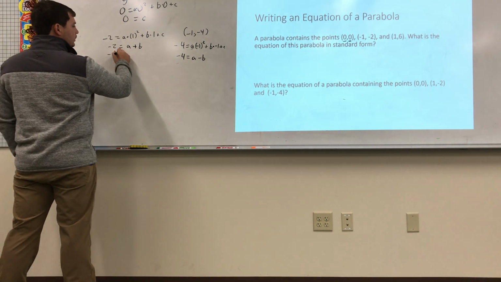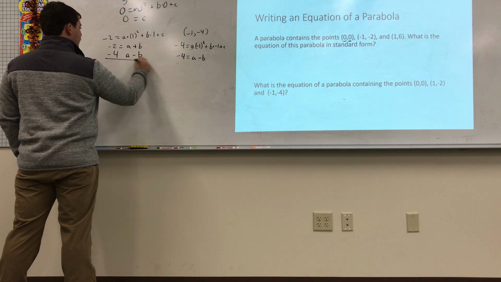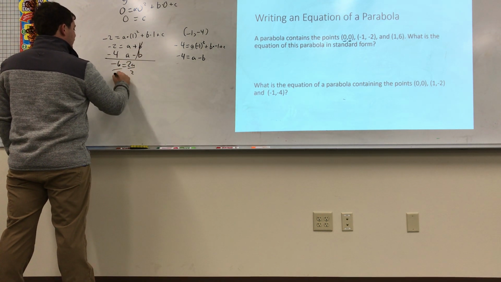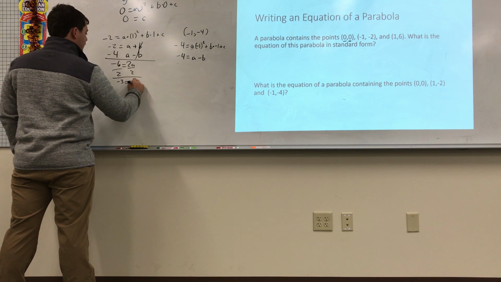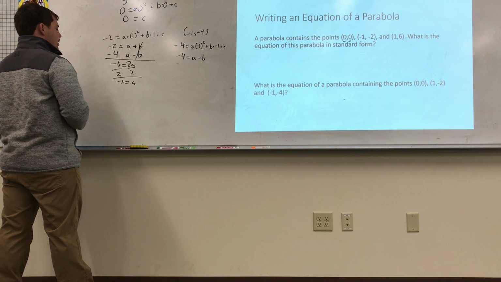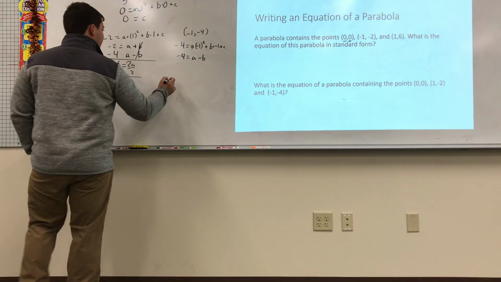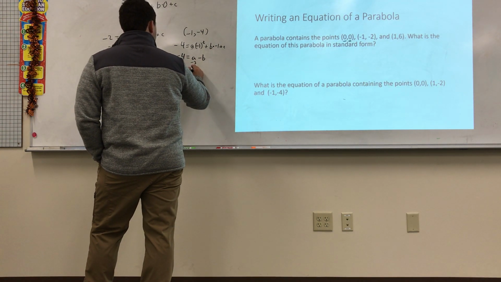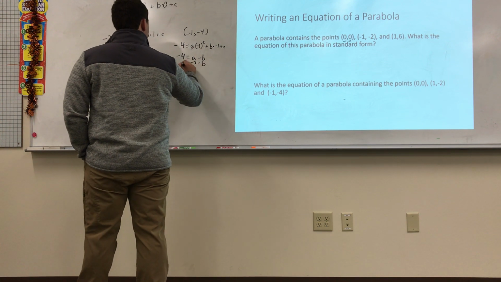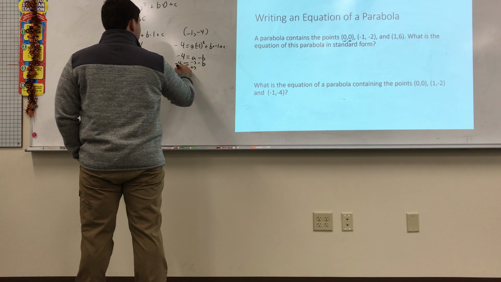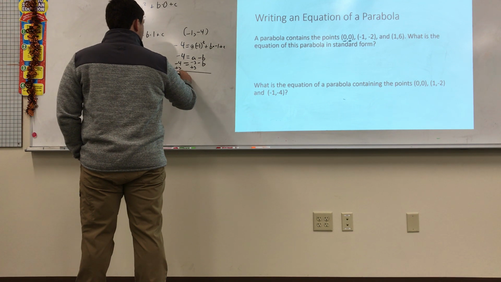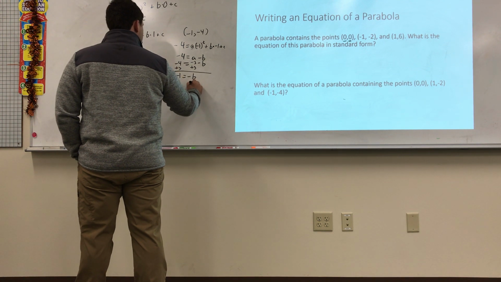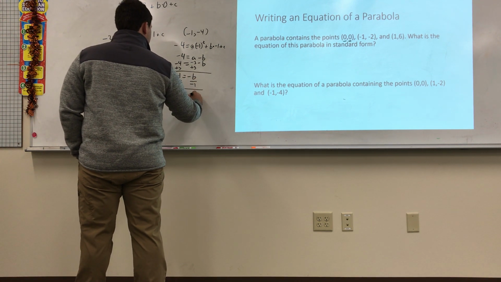So now we have -6, these cancel out, 2a. Divide by 2, divide by 2, -3 equals a. Now let's plug it into one of the equations. Let's go with this one. We're going to add 3. You're going to get -1 equals -b. Divide by -1, and you should get b equals 1.